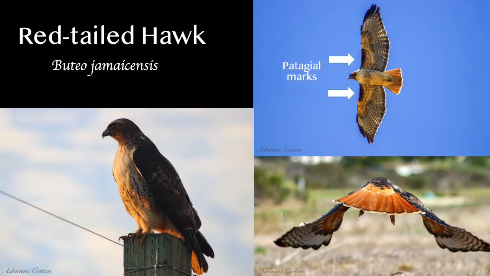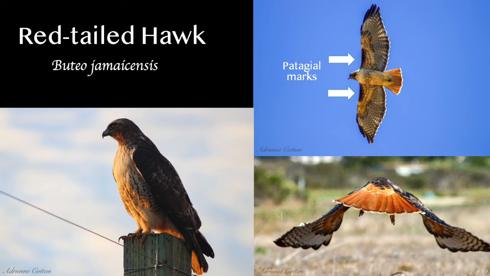Arguably the most well-known of the Buteos in North America is the red-tailed hawk. Identification of this species centers around their dark patagial marks on the leading edge of the wing, as well as the white chest, contrasting with a brown belly band. We call this a medallion, and it's often able to be seen from a far distance.